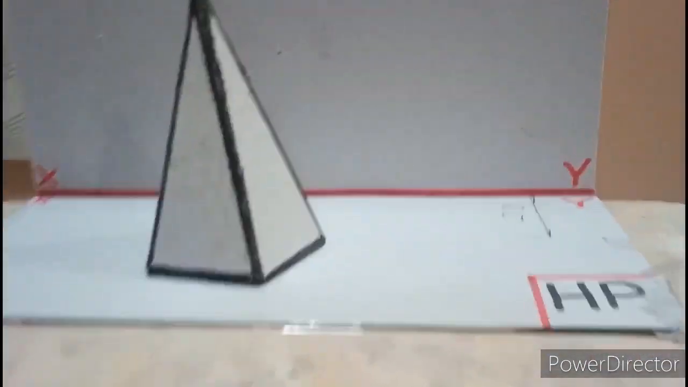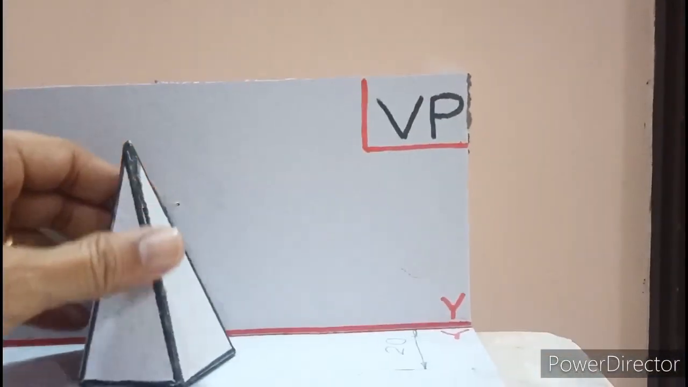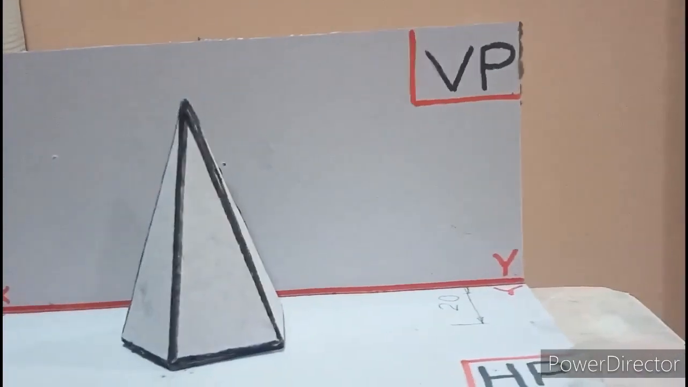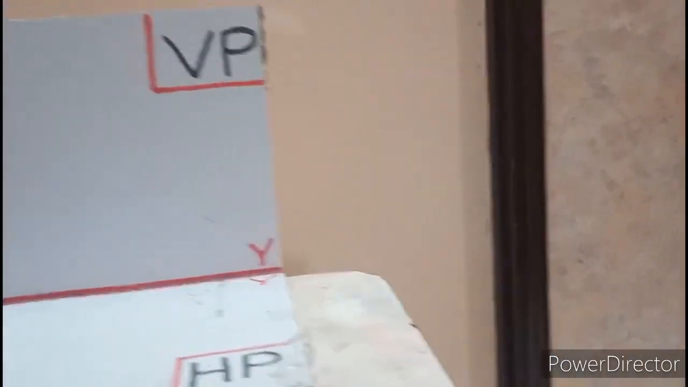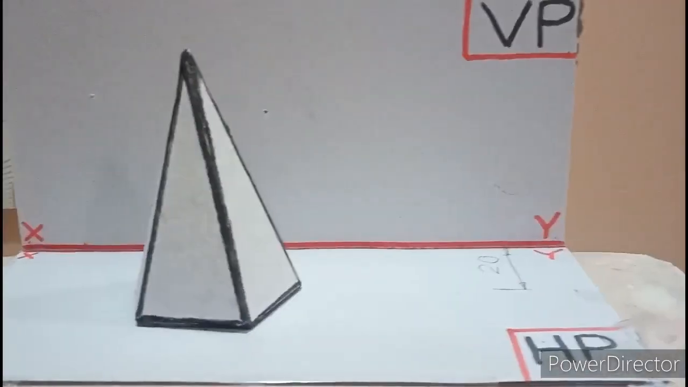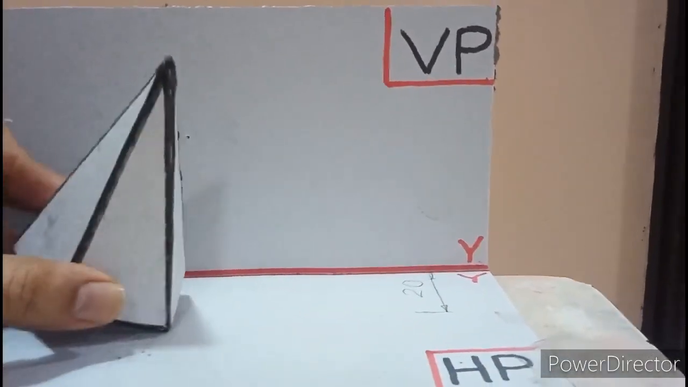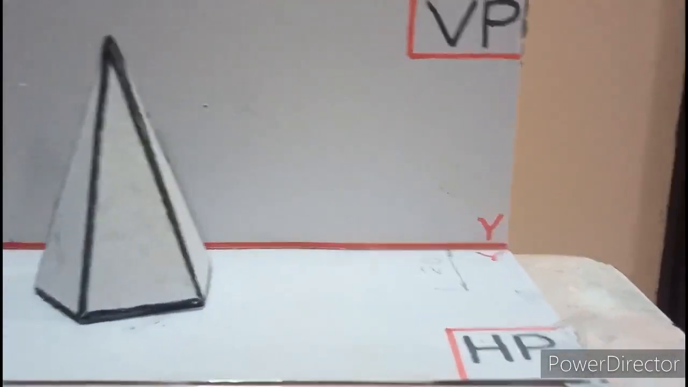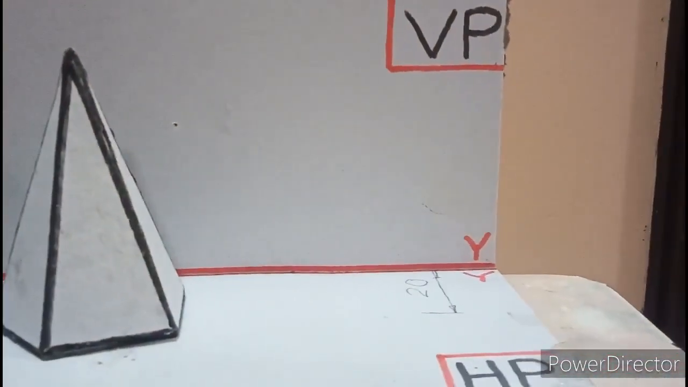So now let us see practically how to position the solid. We have a pentagonal pyramid here. They are asking us that the pentagonal pyramid rests on HP such that one of its triangular surfaces, so out of five triangular surfaces, any one triangular surface has to be parallel to HP and perpendicular to VP.